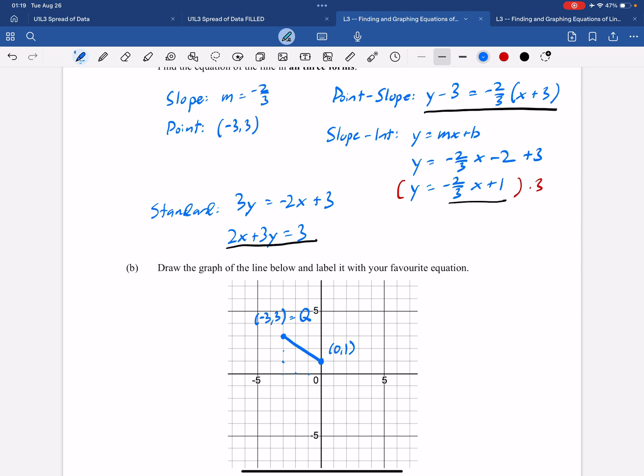I'm just going to do this a couple more times. So down 2/3, down 2/3. I try to make this as straight as I can, guys. 1, 2, 3, and then it's going to go sort of like this. Leave a little space for that. Okay, so there's our line. And I'm going to write this in point slope. So this is y minus 3 equals negative 2/3 x plus 3.